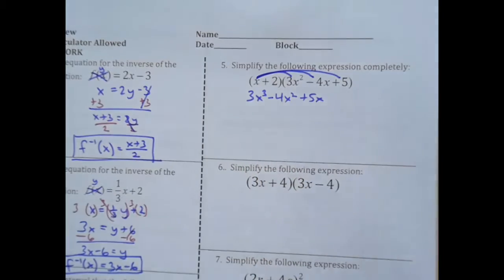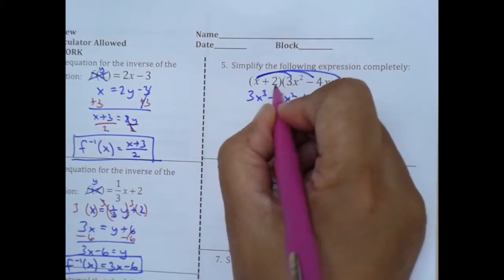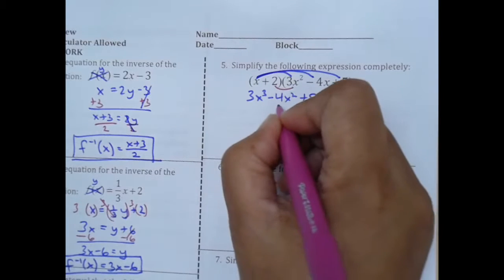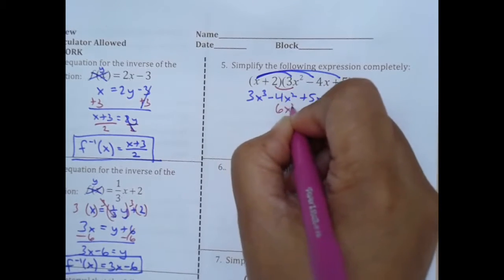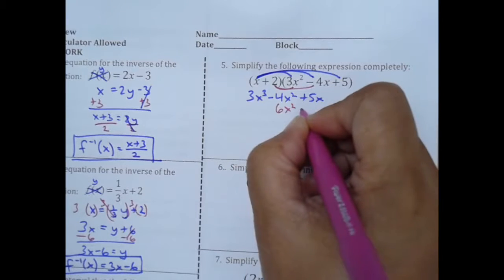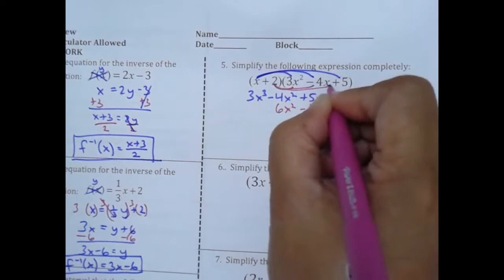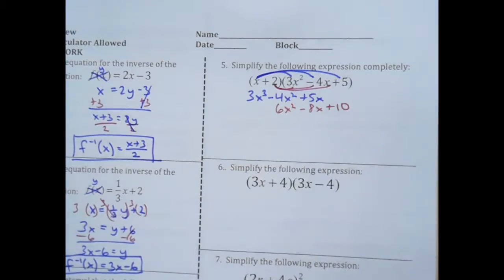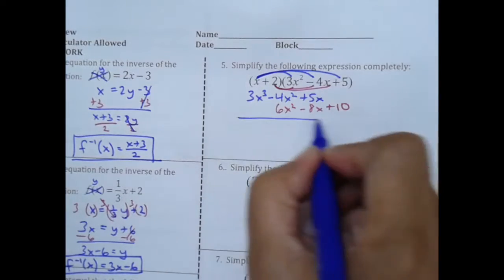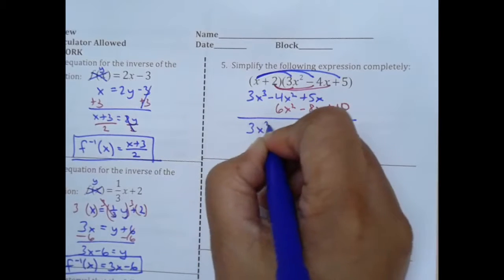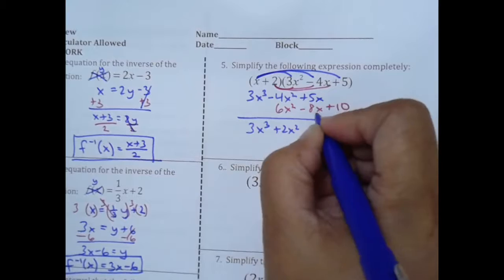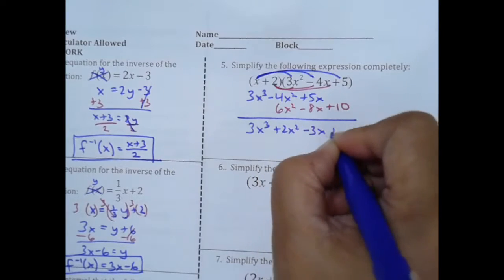And now we're going to multiply the 2 to this. 2 times 3x squared is 6x squared. 2 times -4x is -8x, and 2 times 5 is 10. And then all I'm going to do is really just add this up together here. So we have a 3x cubed. My like terms are these x squareds, which gets me a 2x squared. Adding these together gets me a -3x, and you have the plus 10.